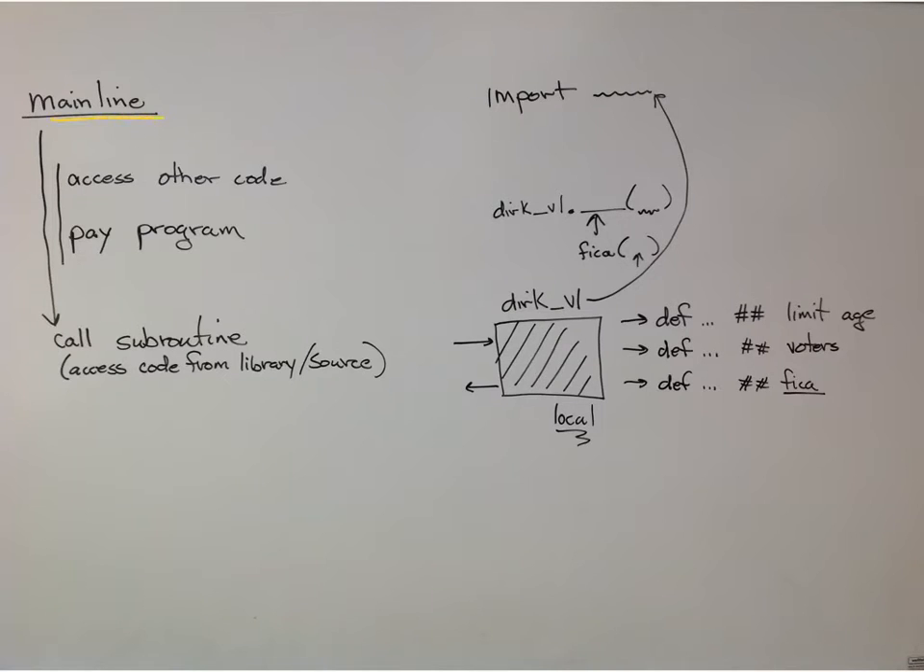So let's go back to talking about the main line, accessing pay program. We did an example. We imported this function, or we imported this. It's actually a file that has various functions defined in it. So one was checking for age limit, checking for voters, and doing FICA. So it's just a hodgepodge. But you can think of this as a black box.